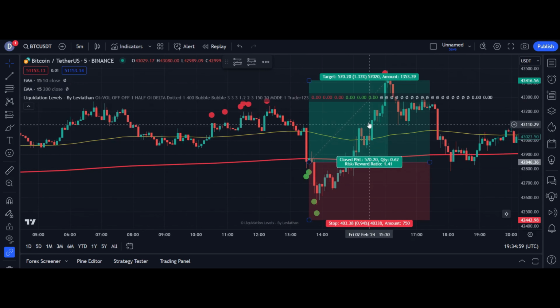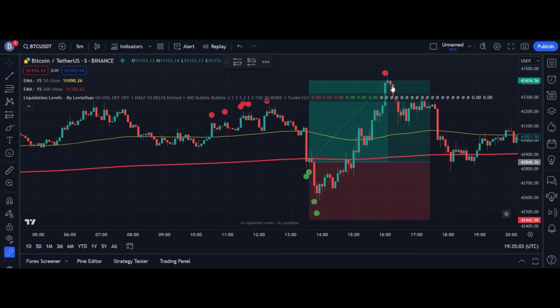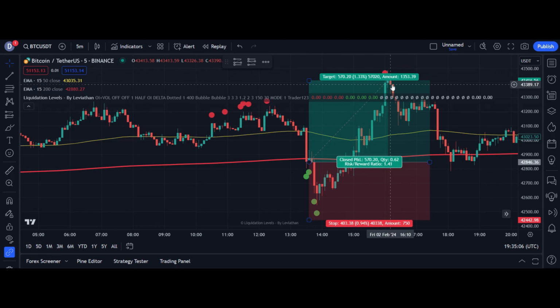It's also important to note that for a long position, we target our take profit. But if a red bubble appears while we have an open position, it indicates a possible trend reversal, and we close the position when this red bubble appears.